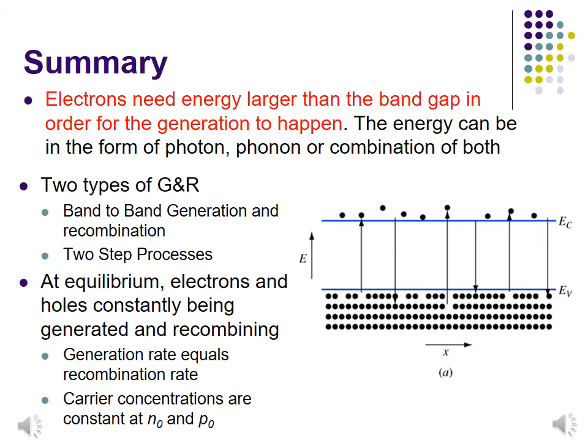To summarize, in general, electrons need energy that is the same as or larger than the band gap in order for generation to happen. The energy can be in the form of photons, phonons, or a combination of both. There are two types of generation and recombination. One is band-to-band and another one is the two-step process. And at equilibrium, generation rate and recombination rate are equal.